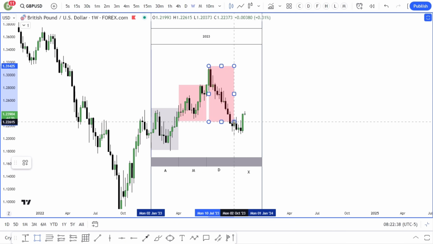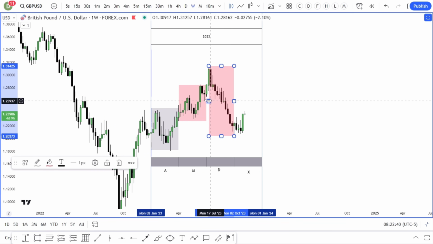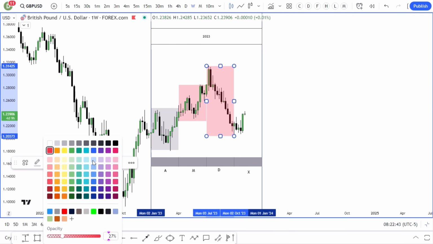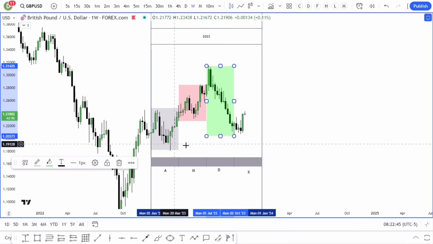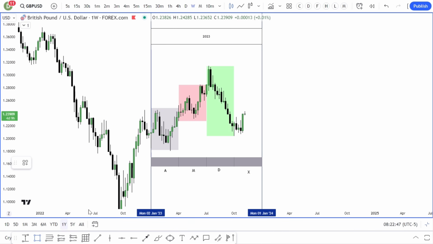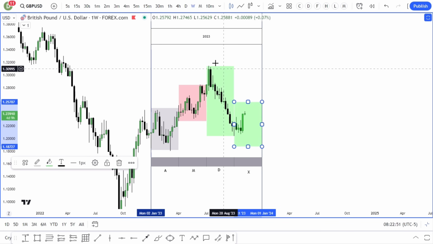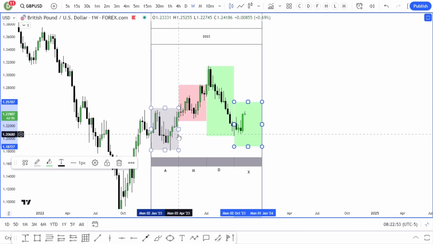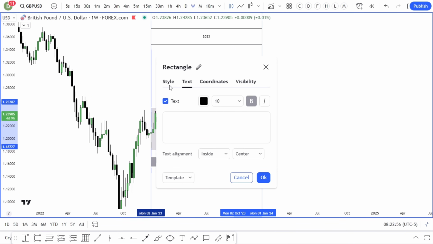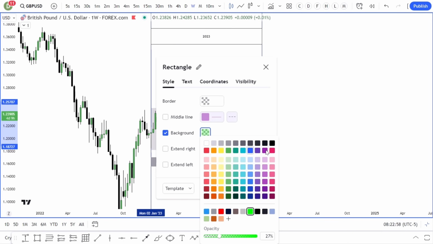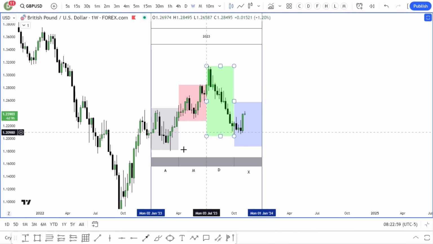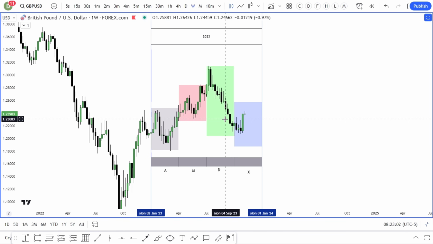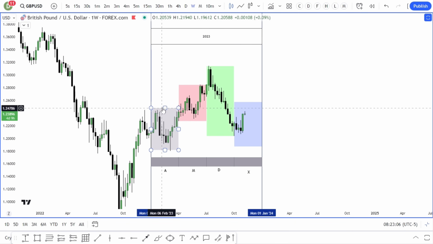Then heading into our third one, this would be our distribution phase. Let's make this light green, right? And then our fourth one would either be a continuation of the previous one or a reversal, if that makes sense. So yeah, we have three accumulative ranges, and the fourth one is either continuation or reversal.